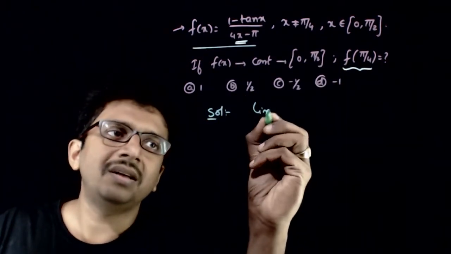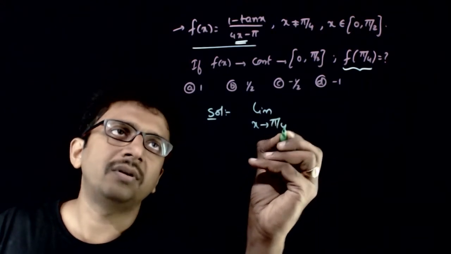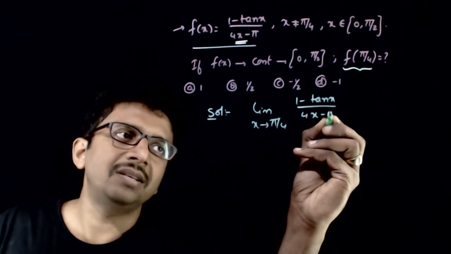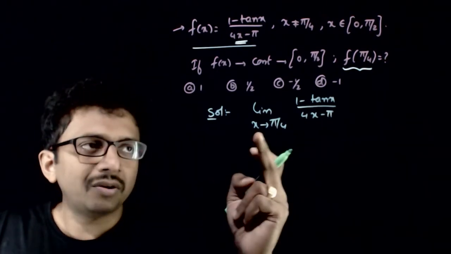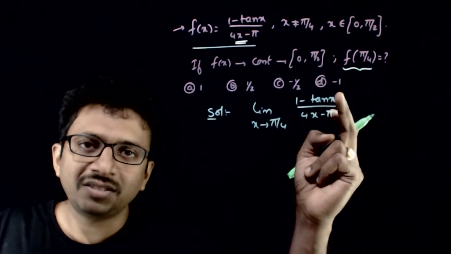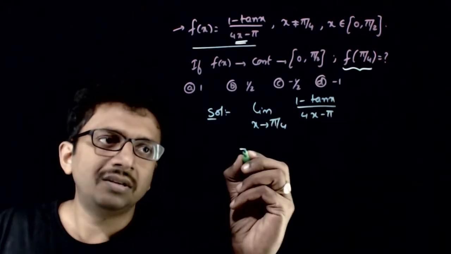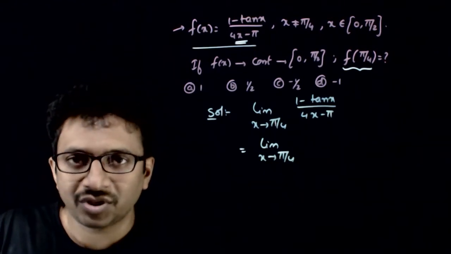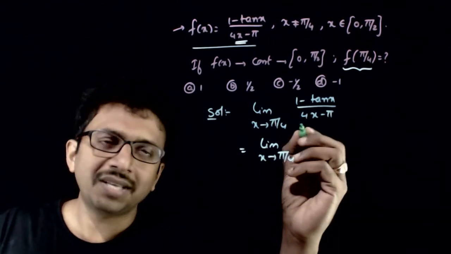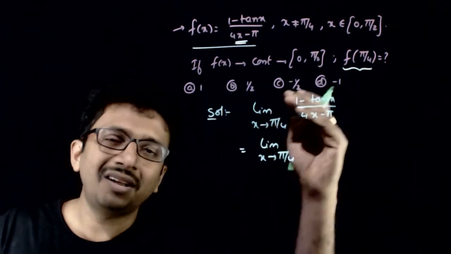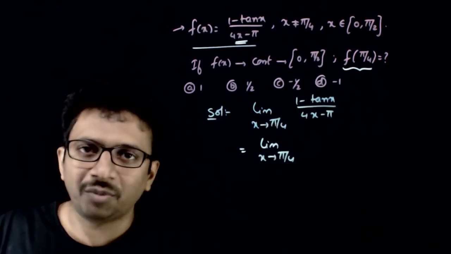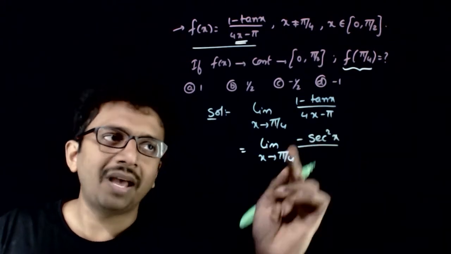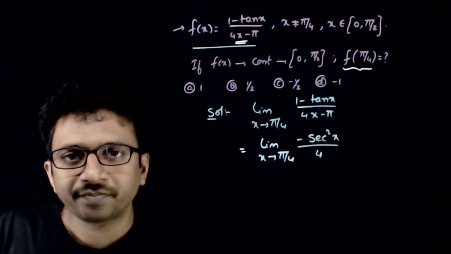So what is the limit? The limit as x tends to pi by 4 of (1 minus tan x) by (4x minus pi). If you substitute x is equal to pi by 4, you get 0 by 0. So let me use L'Hospital rule, which is very straightforward. L'Hospital rule says that if you have 0 by 0 form, you can differentiate the numerator and the denominator. So minus tan x differentiates to minus secant square x, and 4x minus pi differentiates to 4.